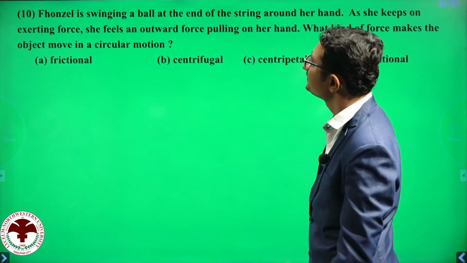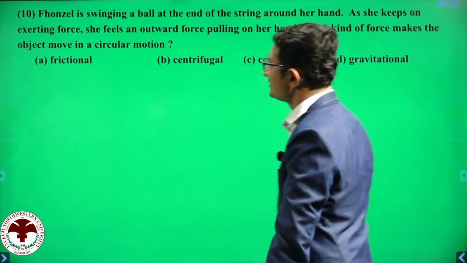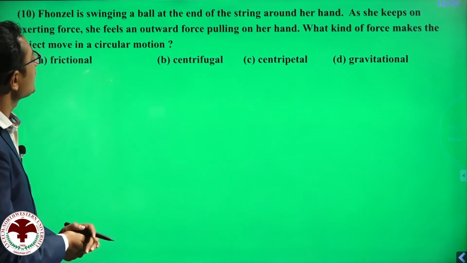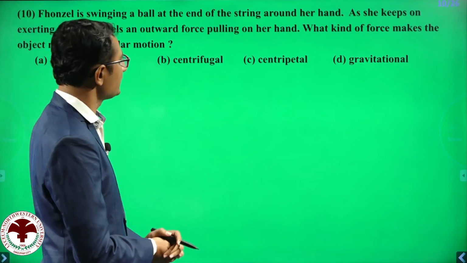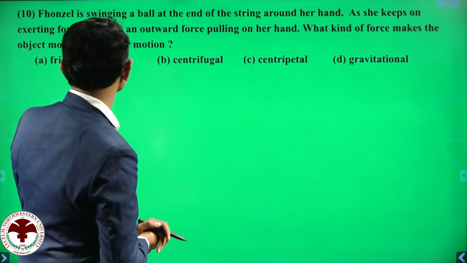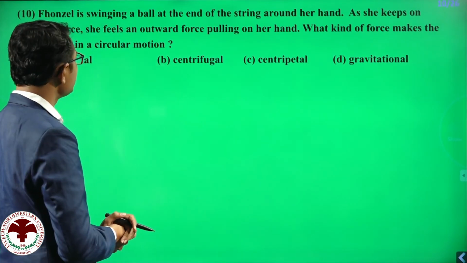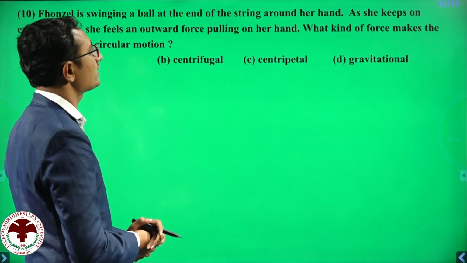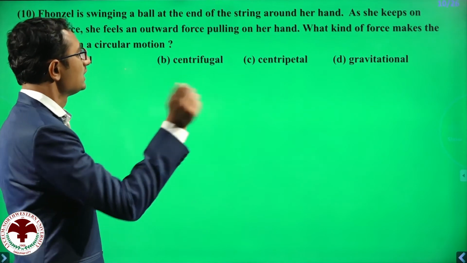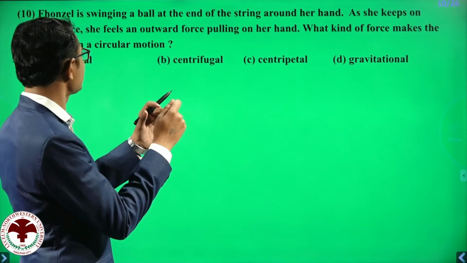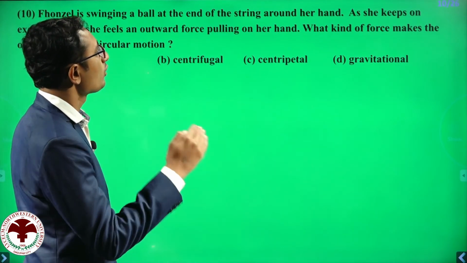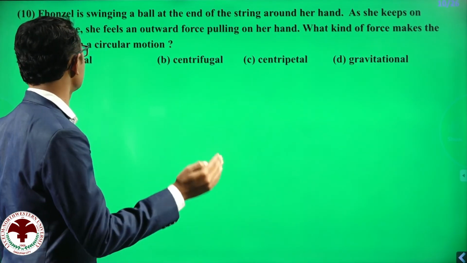Okay, now for the next. We have: Fonjal is swinging a ball at the end of a string around her hand. As she keeps on exerting force, she feels an outward force pulling on her hand. You have experience of this case also. Suppose the string is moving like this, at that time you will feel that there is some outward force pulling on her hand. What kind of force makes the object move in circular motion?